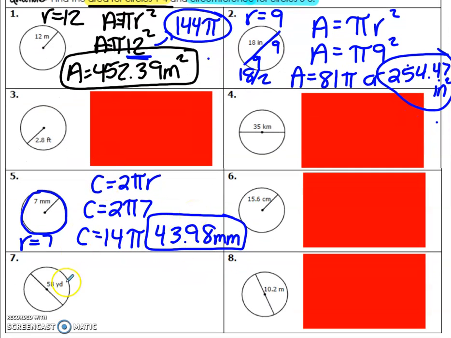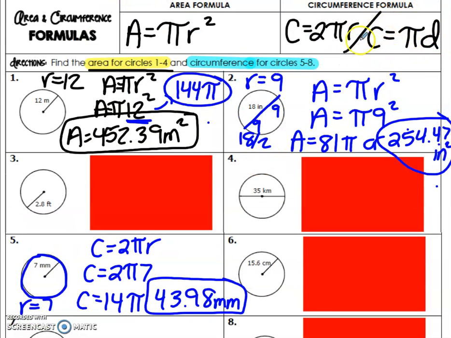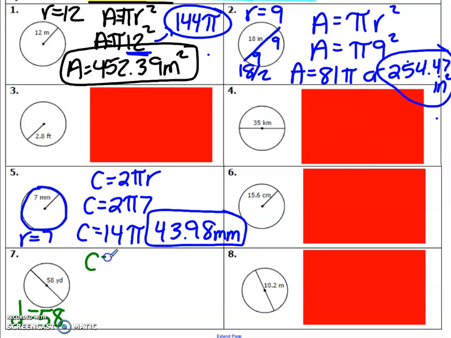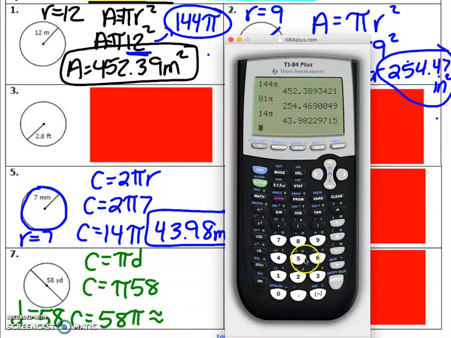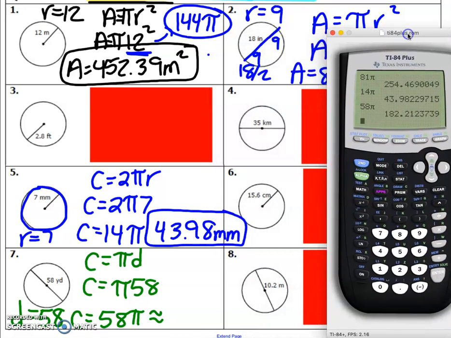All right, one more, let's try number 7. So we can tell in this picture that they gave you the diameter was 58. You could find the radius if you wanted to and halve 58, but I do have a formula for diameter and circumference, so I'm going to use that one. C equals pi d. So I'm going to plug in my diameter, so C equals pi 58, and I'm done. So the circumference is actually 58 pi. And again, if you wanted to type it in the calculator, approximately that would be 58 pi to get 182.21.